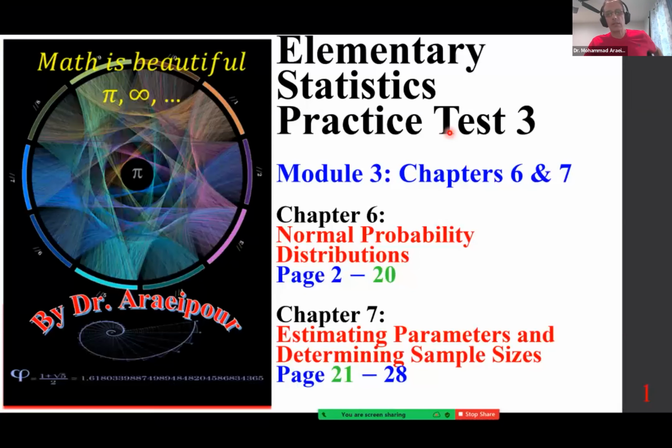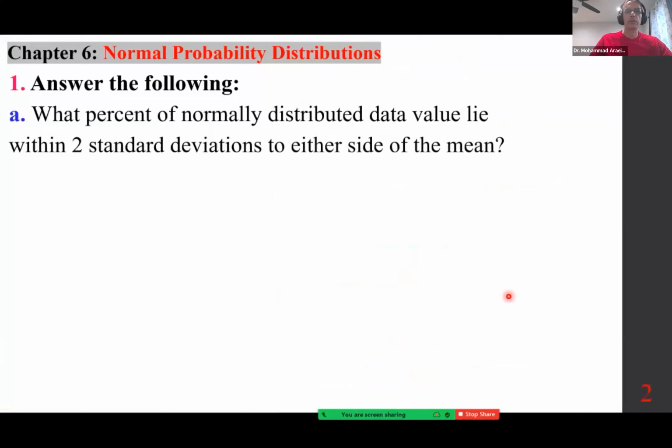Good afternoon, class. We are looking at module 3 covering chapter 6 and 7. Here's chapter 6, normal probability distribution.